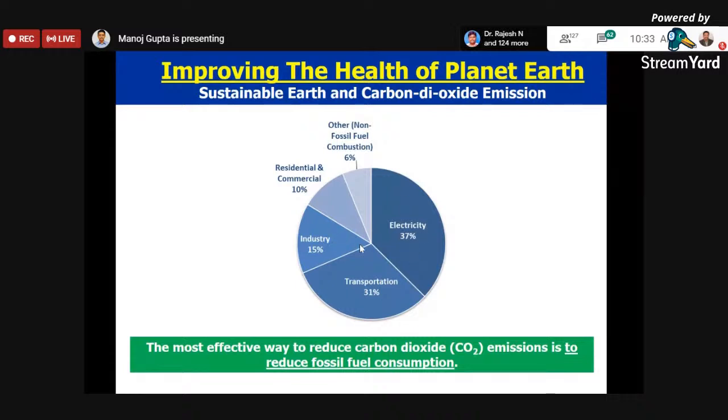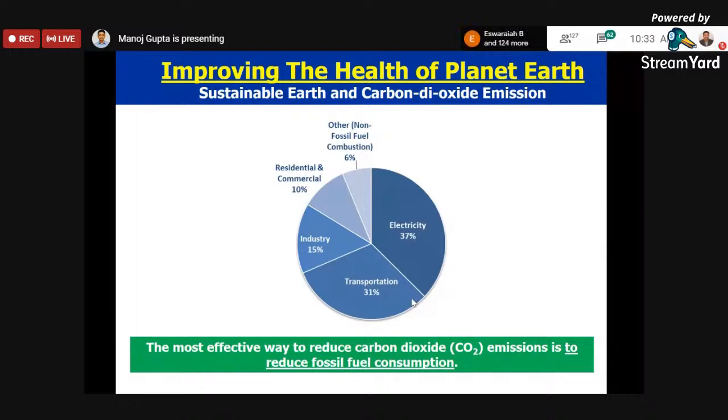In the industry, we are going for much cleaner fuels so that the CO2 emission can be reduced. In the residential and commercial sector, for example, many of us are now using LED bulbs, so that will also reduce the electricity consumption, which indirectly depends on fossil fuel. So the efforts are made.